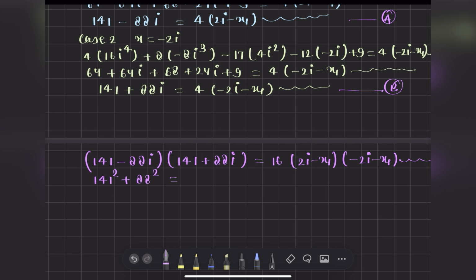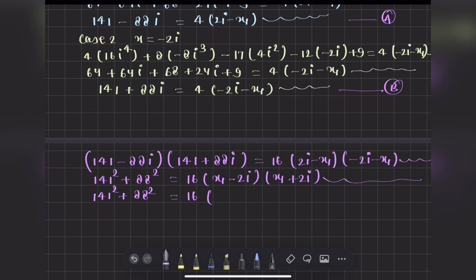Now look at this. Can I take minus common from this element and put it inside this part? Okay, so it will look like 16 times (x1 minus 2 iota) and then (x1 plus 2 iota), and everything will look like the similar thing. Okay, now look at this. So it is 141 square plus 88 square. Okay, later we'll do that.